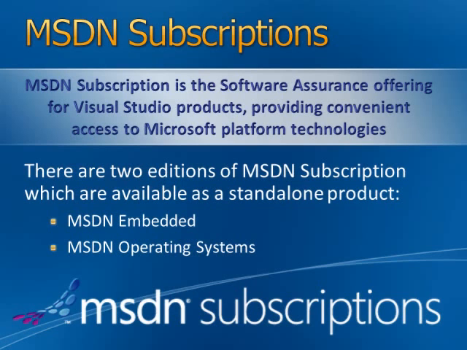If you do have the MSDN subscription, that does give you the rights to the next release version of the Visual Studio client applications, but also gives you access to a whole host of benefits which will again enhance that sort of development environment. Now, MSDN subscriptions are generally purchased with the Visual Studio client products, but there are two editions that can be purchased standalone, and that is MSDN Embedded and the MSDN operating systems. However, today we are going to concentrate on purchasing the MSDN subscriptions along with the Visual Studio products.